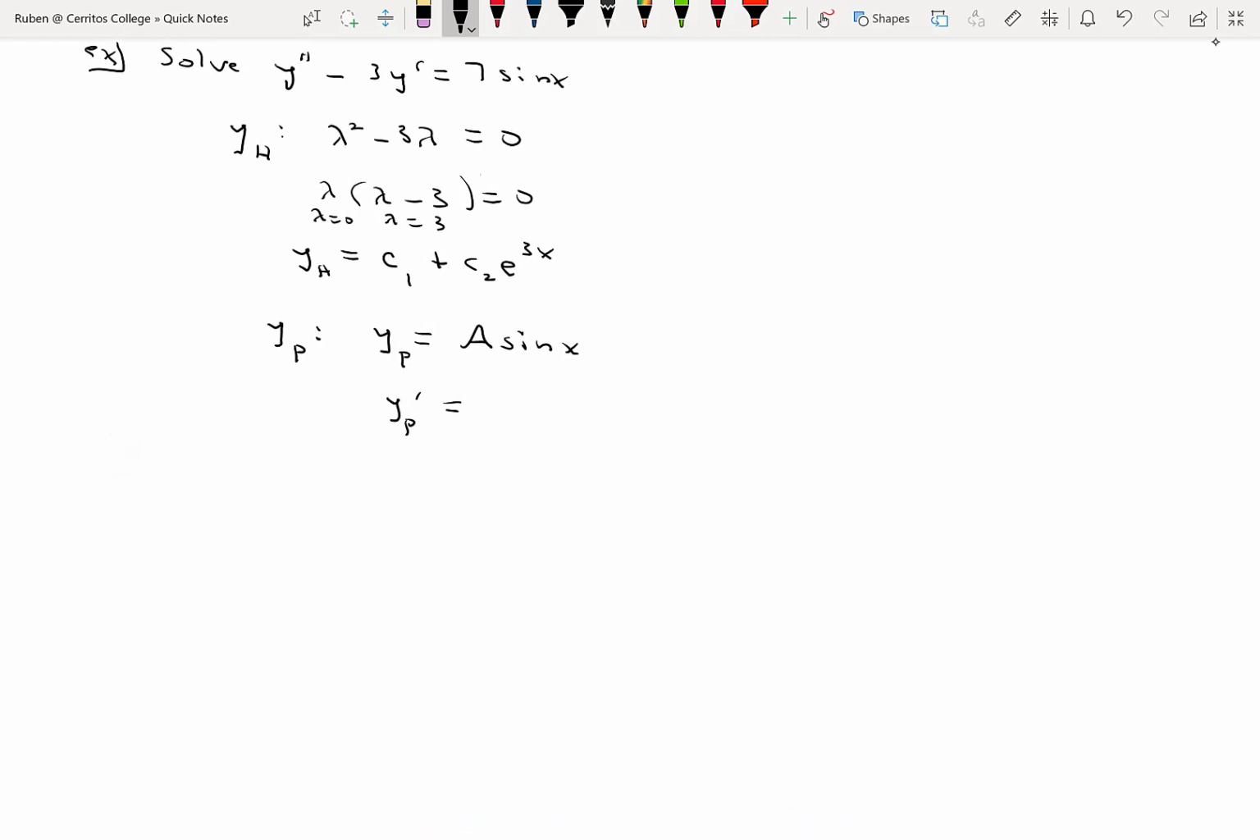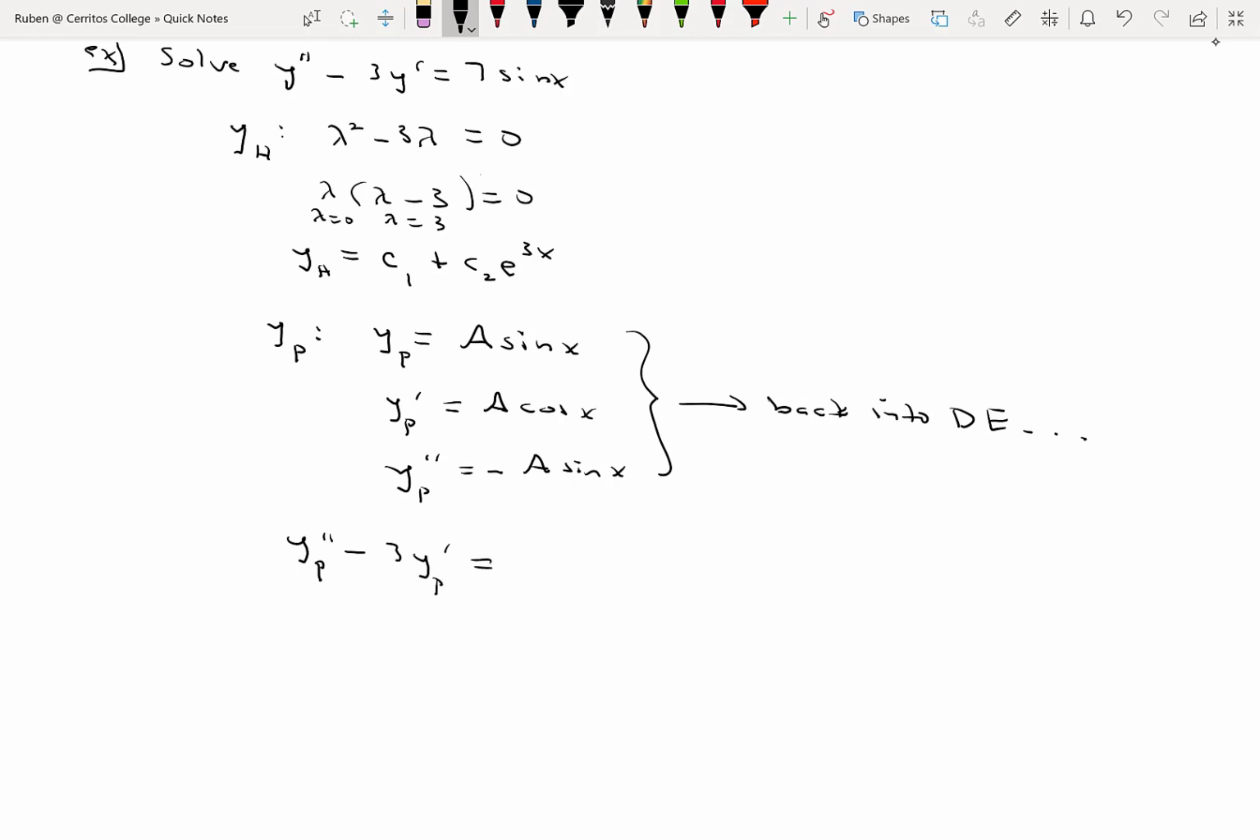So if we take the first derivative, we get a cosine x. If we take the second derivative of our particular solution, we get negative a sine x. And substitute this back into the differential equation. Our differential equation on the left-hand side had y double prime minus 3y prime, so y sub p double prime minus 3y sub p prime equals: y double prime is negative a sine x, minus 3 times y sub p prime. Y sub p prime is a cosine x. And that must equal the forcing function, what we have on the right-hand side.